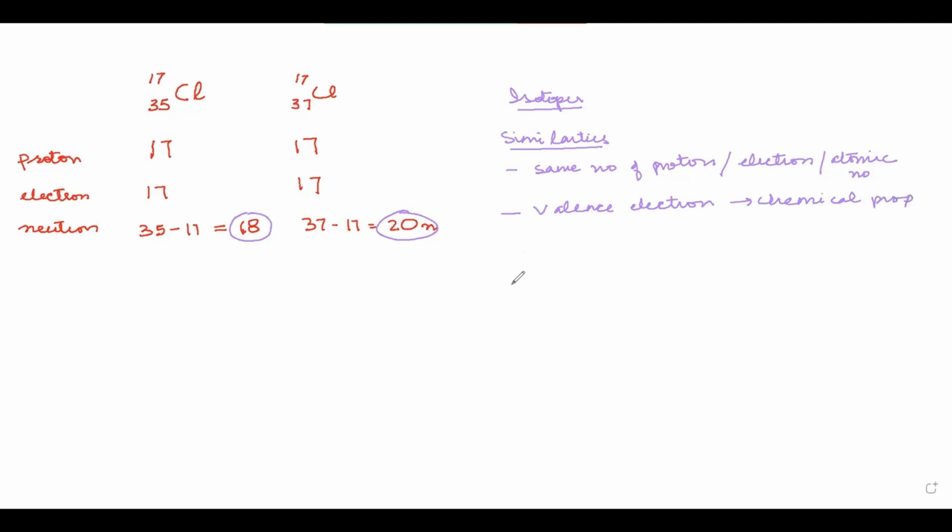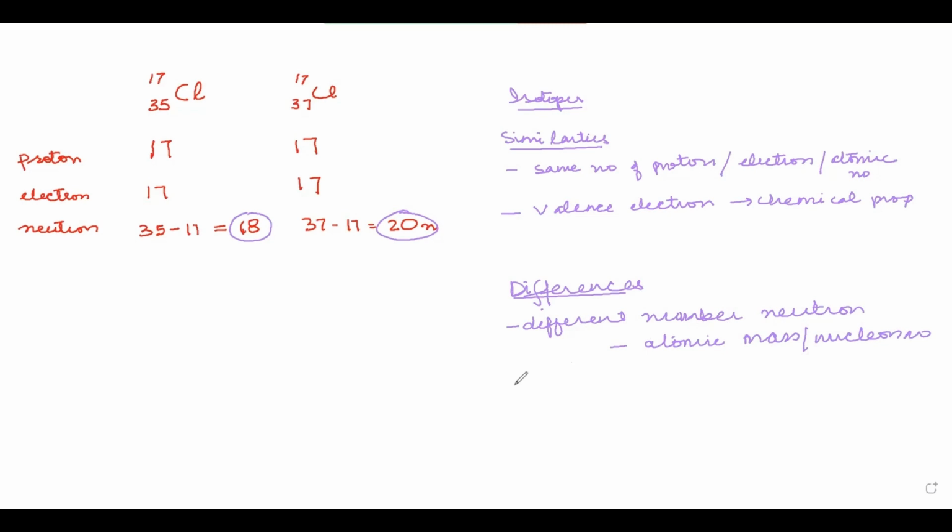Now, coming to the differences. They both have a different number of neutrons. And because they have a different number of neutrons, that means they have different atomic masses. Atomic mass we also call the nucleon number, so there is a difference between their nucleon numbers as well. Now, because the masses are different, their physical properties will be different.